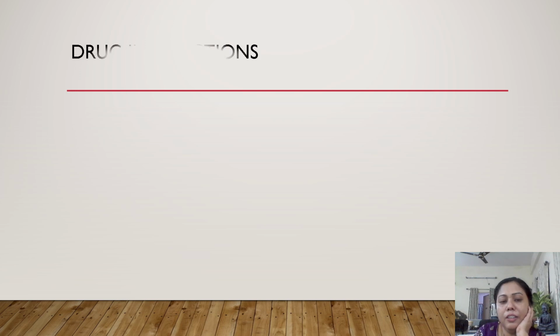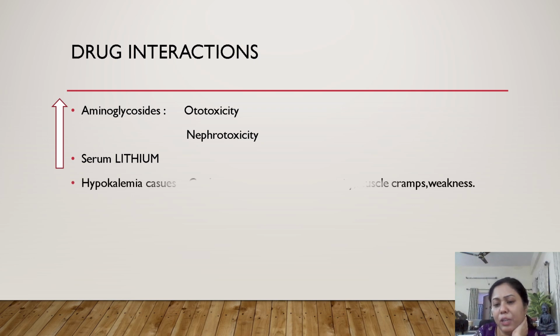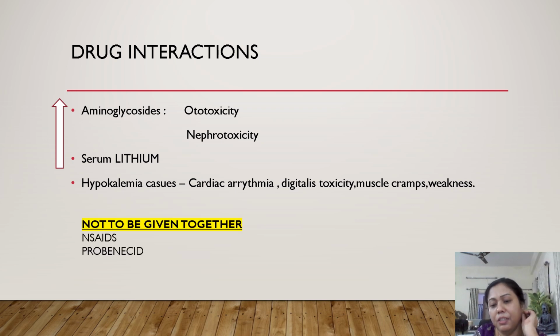Now what are the drug interactions that we should remember while prescribing loop diuretics? See, these are ototoxic drugs, so these should never be combined with aminoglycosides, as ototoxicity will increase. Serum lithium level should always be monitored if they are prescribed with lithium. Hypokalemic condition increases if it is given along with digitalis, so there can be life-threatening cardiac arrhythmias. Remember, these drugs are never given with NSAIDs and probenecid because the effect of diuretics is reduced by these drugs. All the classes of diuretics are never combined with these two drugs.